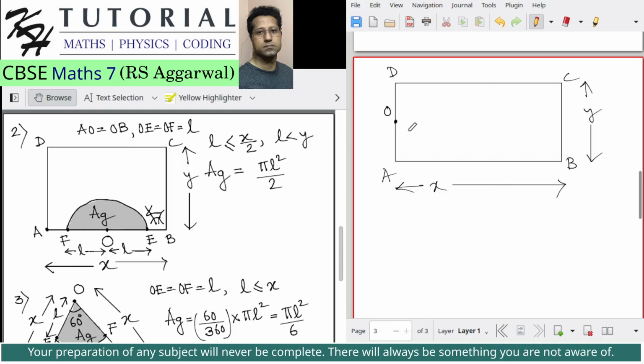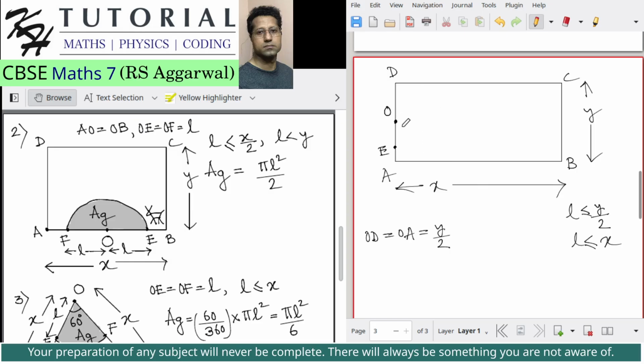and let's say the length of the rope is as usual small l. We need to consider that the length of the rope has to be less than equal to Y by 2, where OD is equal to OA is equal to Y by 2. The length of the rope has to be less than equal to Y by 2, and also the length of the rope has to be less than equal to X.